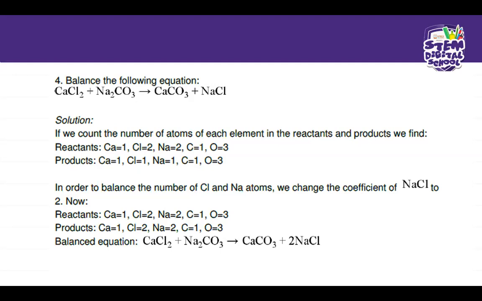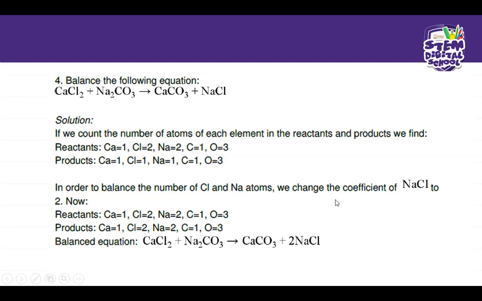So we need to check here. Here's our chlorine, and here's our chlorine, and here's our sodium. What we can do is put a 2 over there. If you put a 2 over there, everything will be balanced. That's all we need to put in there. We just put a 2.